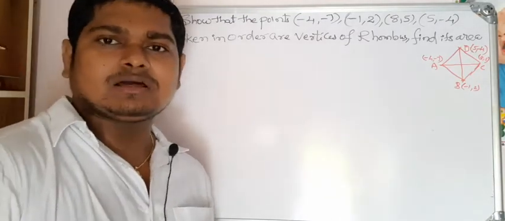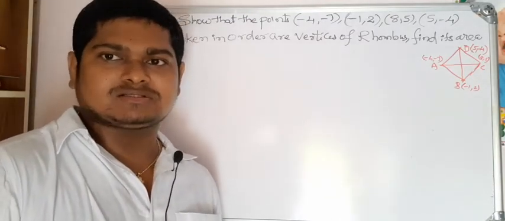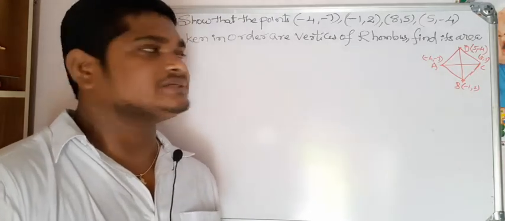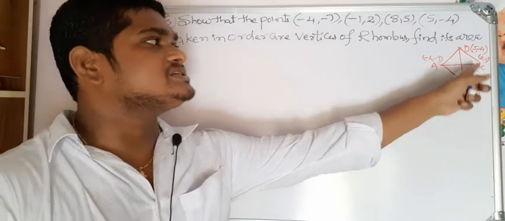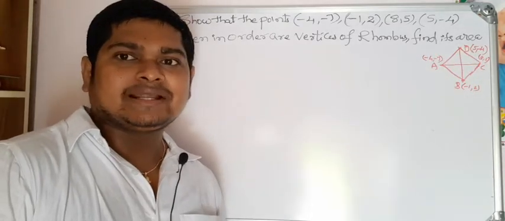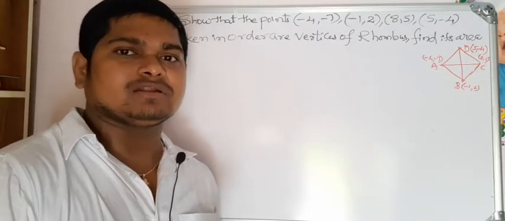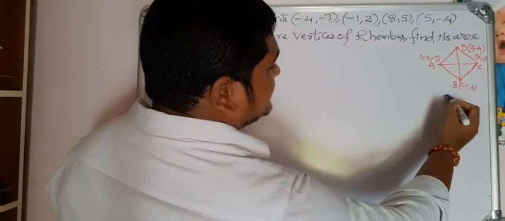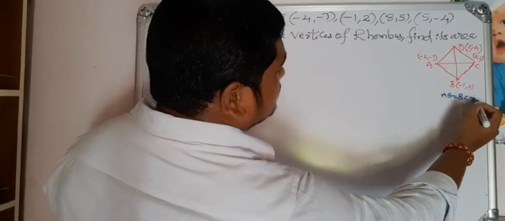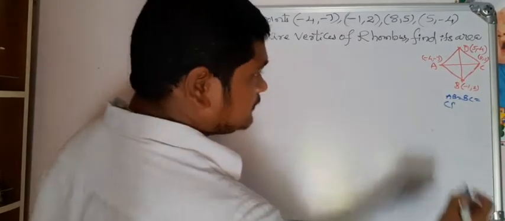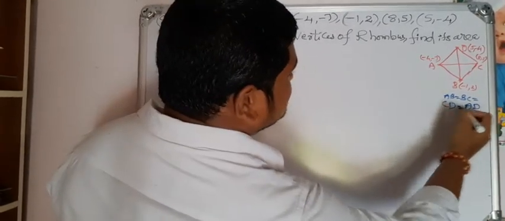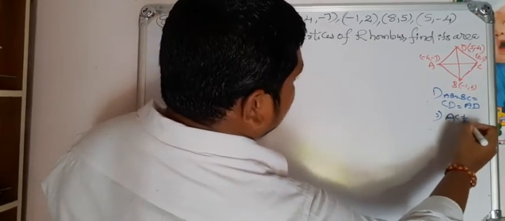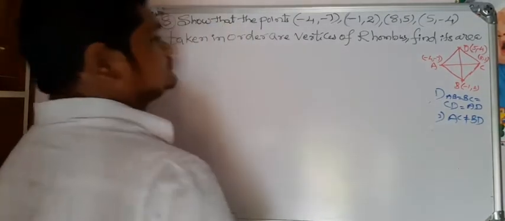Let us recall the properties of the rhombus. Rhombus means all sides must be equal. That means what are the sides here? AB, BC, CD and AD. Next, the diagonals must not be equal. Well, then what do we have to prove here? The condition AB equals BC equals CD equals AD. That is the first condition. Next, the second condition: AC must not be equal to BD.